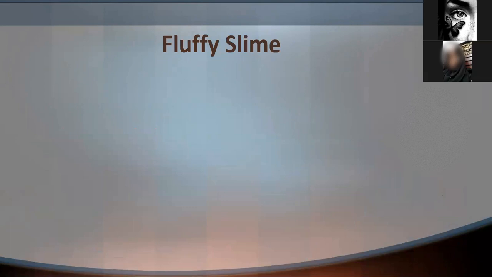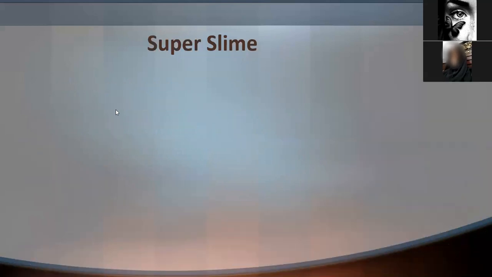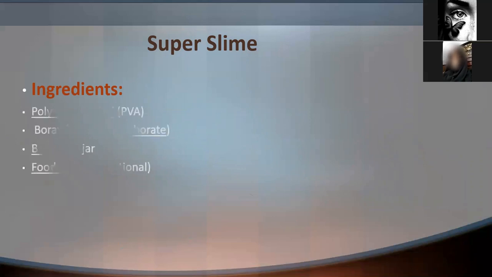Next, fluffy slime. How can we make fluffy slime? There is a procedure: add your white glue to the bowl, add your water and baking soda to mix them. Then add some shaving cream and mix it well. Then add your food coloring until you are satisfied with the color mix. Now slowly add in your contact solution.